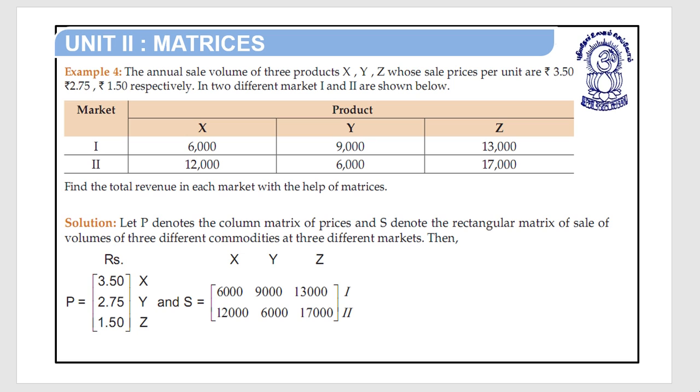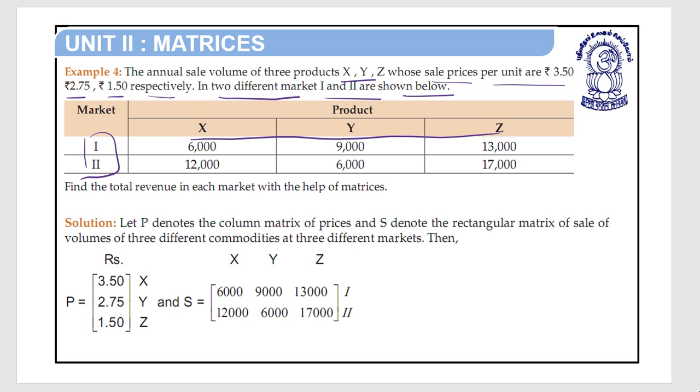Now, next example. The annual sale volume of 3 products X, Y, Z, whose sale prices per unit are rupees 3.50, rupees 2.75, rupees 1.50 respectively, in 2 different markets 1 and 2 are shown below. Market 1 and 2, products X, Y and Z. For the first market: 6,000, 9,000, 13,000. For the second market: 12,000, 6,000 and 17,000.